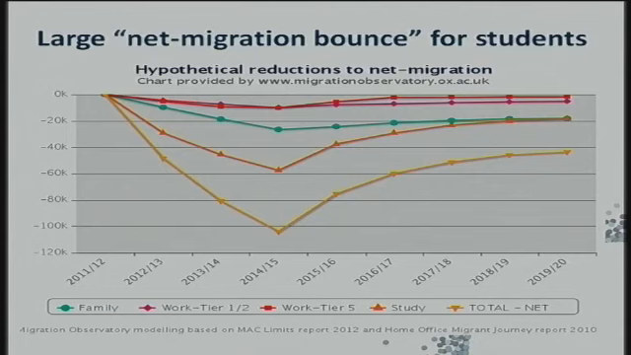At the same time, we also know that of all the groups, family, workers, students are the least likely to settle. So whatever reduction you make in inflows of students, the bounce back effect is going to be largest among these three groups. Again, I think that's an interesting aspect of the net migration debate that's been often overlooked.